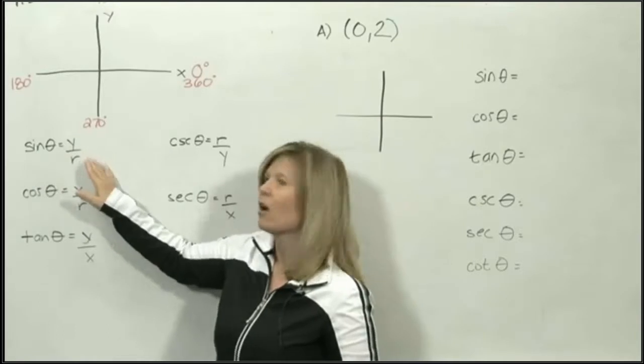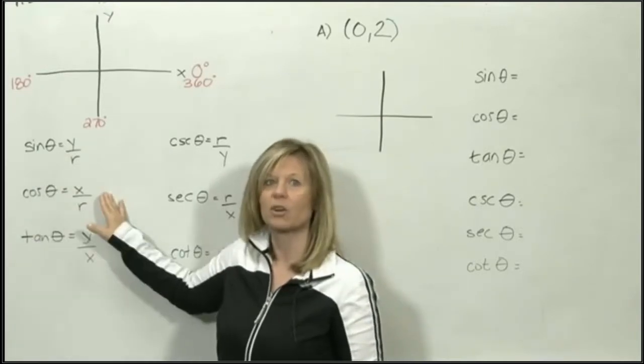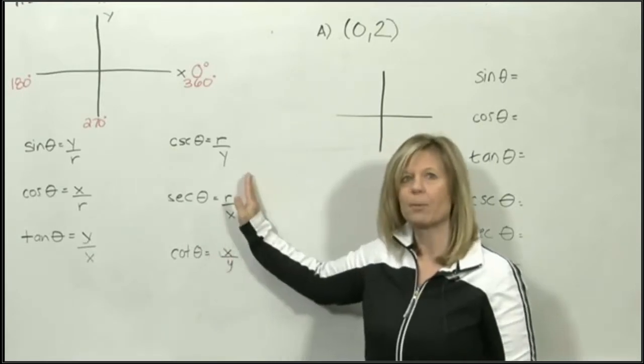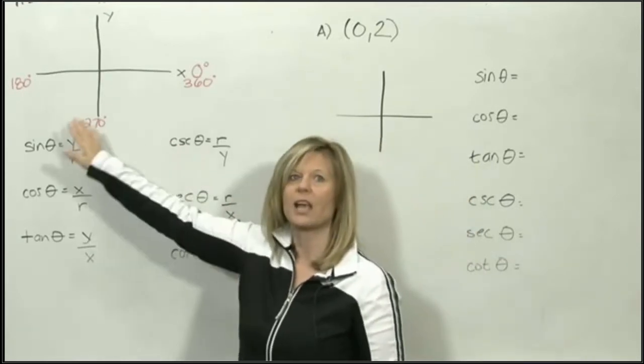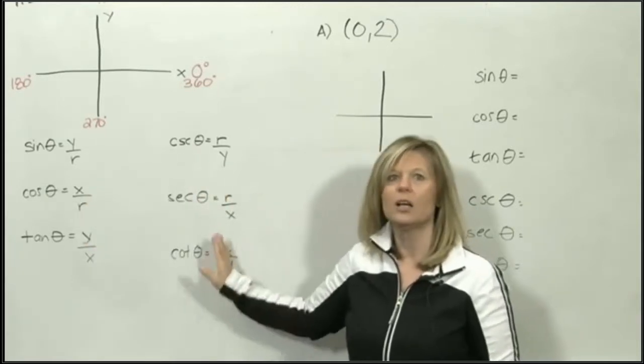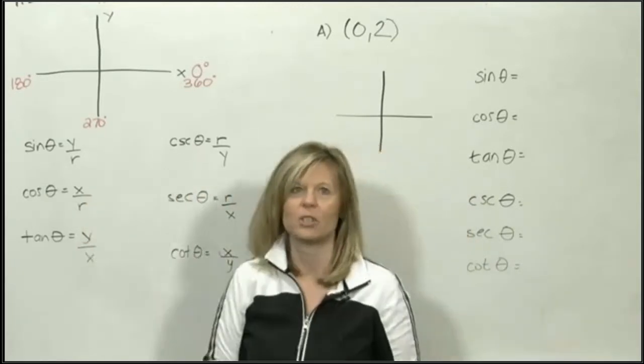sine theta is y over r, cosine theta is x over r, tangent theta is y over x. And then we have the 3 reciprocal functions. So cosecant is the reciprocal of sine, secant is the reciprocal of cosine, cotangent is the reciprocal of tangent.